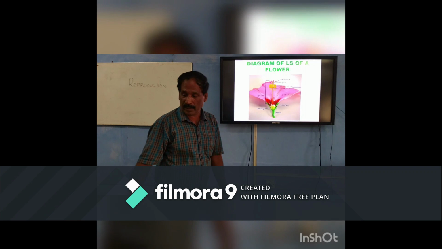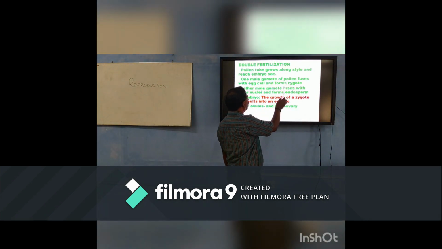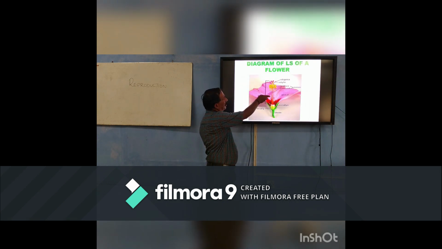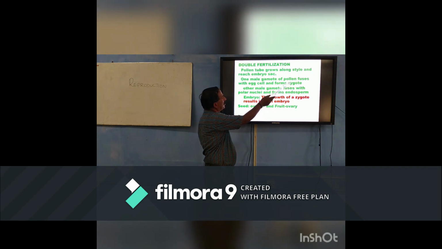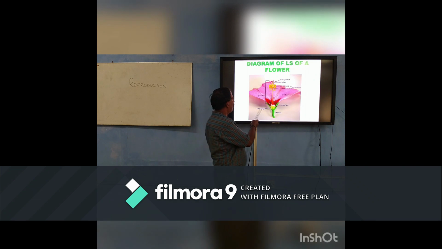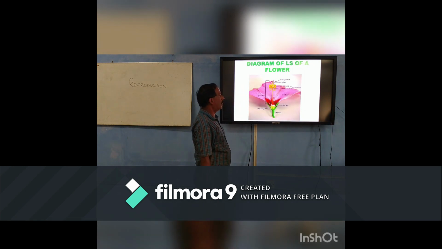This is what I have just shown you, the flower parts. This is the stigma, this is the style, and this is the anther. This is the petal, this is the sepal. Sepal plus sepal is the calyx. The petals together form the corolla. The male reproductive organs are anther and filament, collectively the stamen. This is the yellow part.